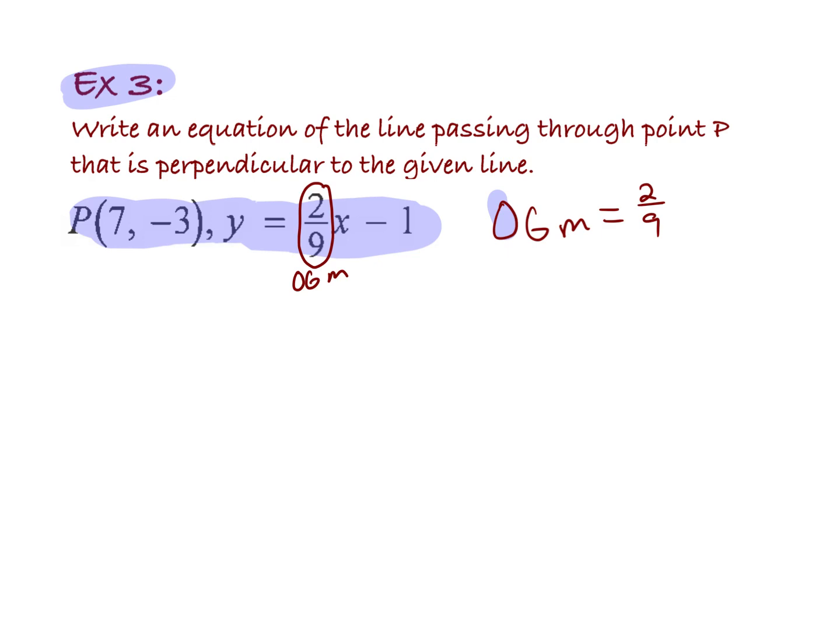What's the next thing I need to find, Jules? The perpendicular slope, and what's it going to be? Good. You change the sign. If it goes from positive to negative, then we flipped it. -9/2. All right, Paula, what's the next thing we need to find? The B. Perpendicular B. So we're going to come over here and find B.